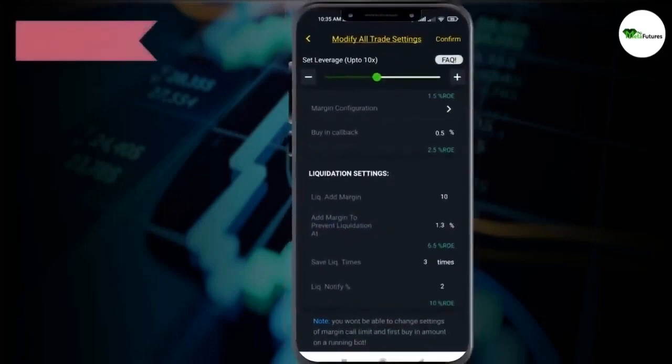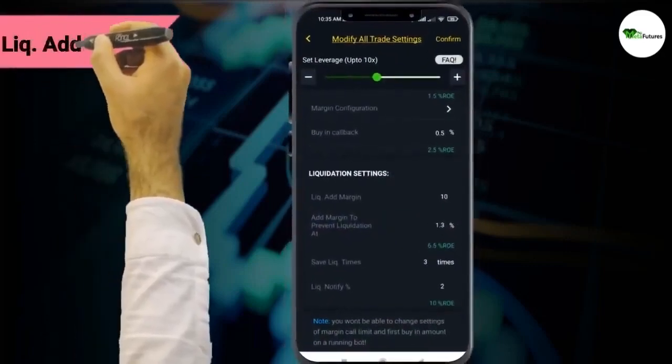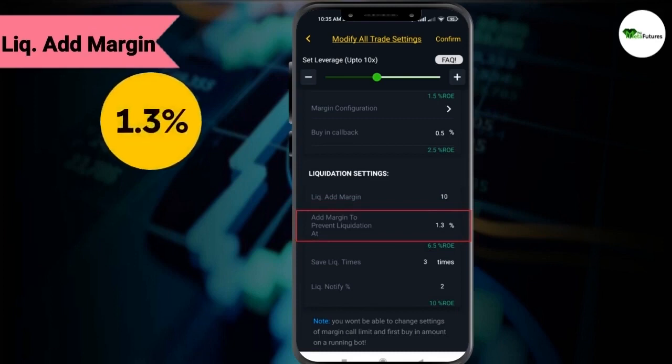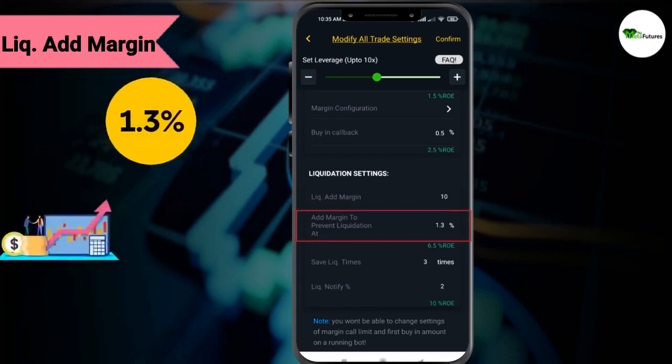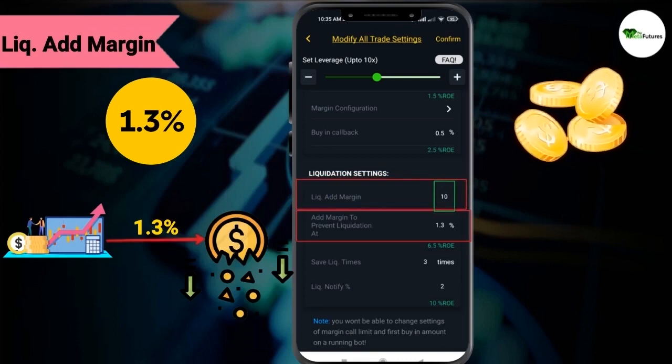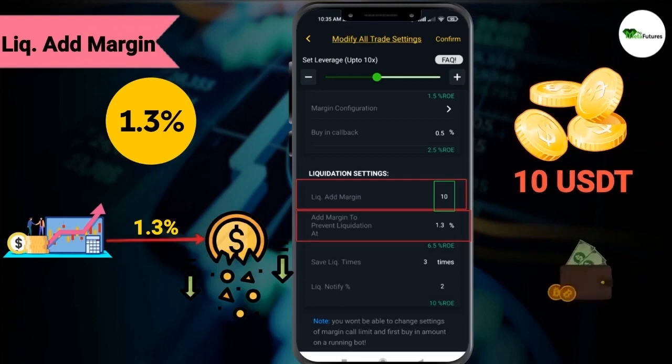Let's talk about liquidation settings. The first is to add margin to prevent liquidation. It is the percentage near the liquidation price at which the bot will add the liquidation add margin. As I have entered a 1.3% value in it, when the margin between the current price of your trade and the liquidation price remains 1.3%, then it will add margin amount. How much amount you want to add, you have to set that value in liquidation add margin. As I have set 10 USDT, when the margin between the current price and liquidation price remains 1.3%, it will add 10 USDT from your account balance.